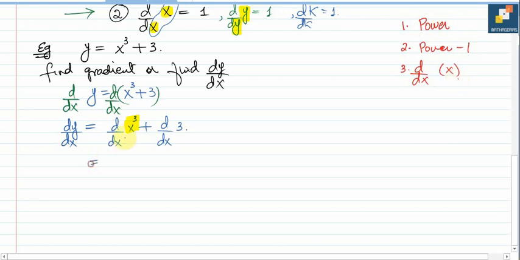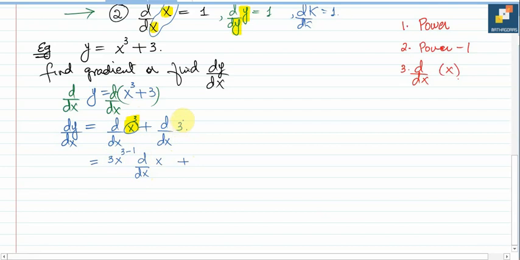Now if I apply the steps here, first thing you need to write down the power. So the power is 3. After that you need to subtract 1, so now it will be 3x to the power 3 minus 1, and then you need to differentiate the function which has the power. So the function that has power is x, so you need to differentiate x. Plus, what is 3? Isn't 3 a constant?